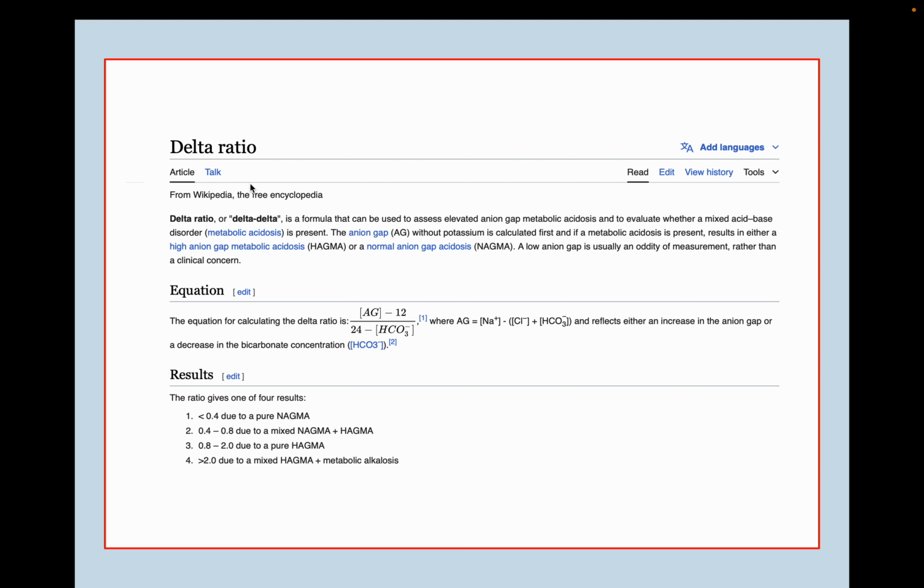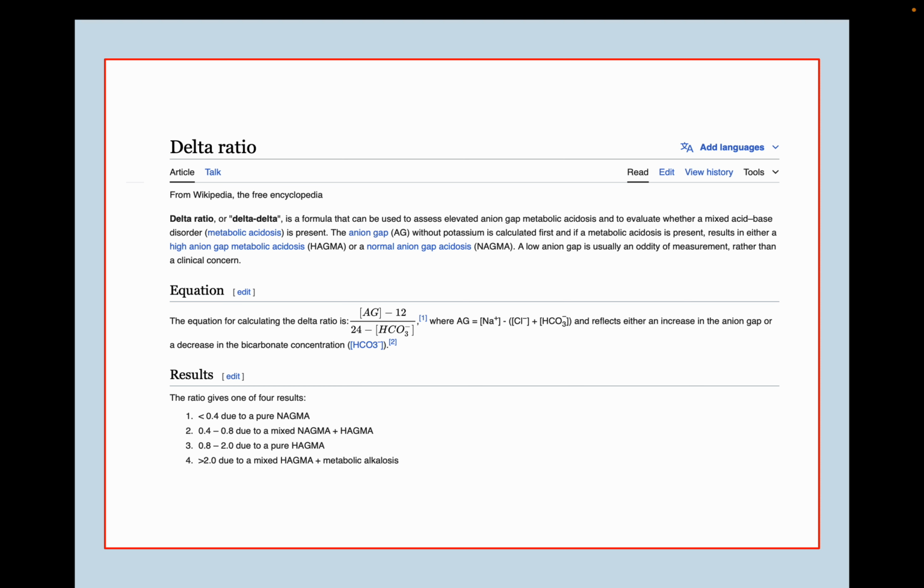In them, clearly high anion gap metabolic acidosis is there, in which whatever the bicarbonate decrease, it is not compensated by chloride. That is why the anion gap is also increased. So in that the ratio is 1. So any ratio less than 0.4 is definitely NAGMA. 0.4 to 0.8 is a mixture of NAGMA and HAGMA. Anything between 0.8 to 2 is a pure HAGMA, where there is no compensation of chloride.